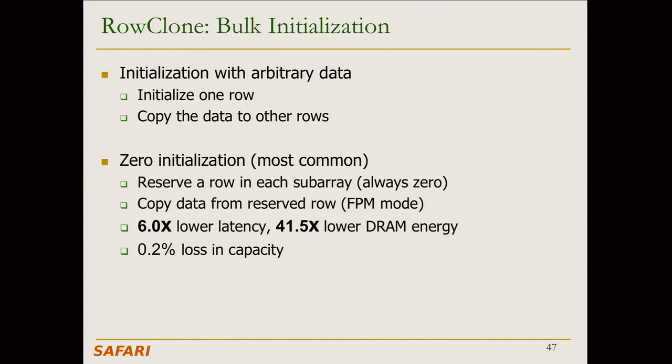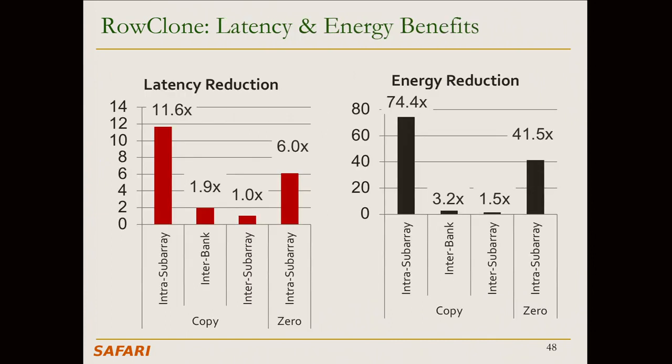In Alpha ISA, for example, R31 is always all zeros. It's hardwired. And basically the idea is, in a sense, similar to those registers reserved as all zeros. You have a row in each subarray reserved to be zeros, because this is a common operation. Okay, so this is the summary of the latency and energy benefits, basically in one slide over here.